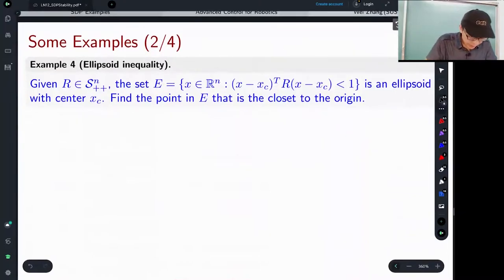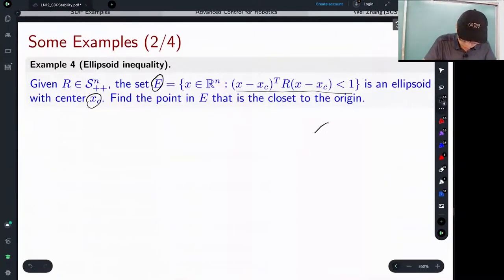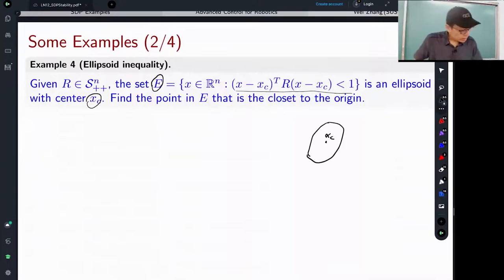Okay, suppose I have a set. This set is defined as this. I'm not sure whether you can recognize, this is an ellipsoid, centered at C. So it will be like an ellipsoid. This is my center. So I want to find the point in E that is the closest to the origin.